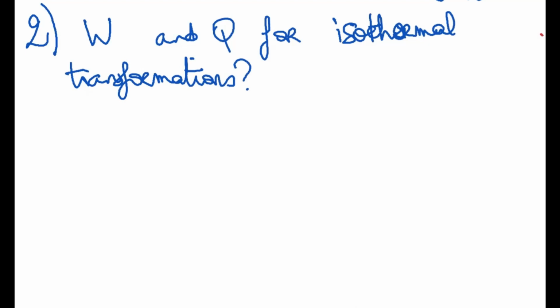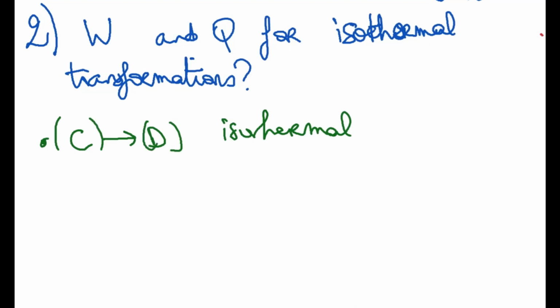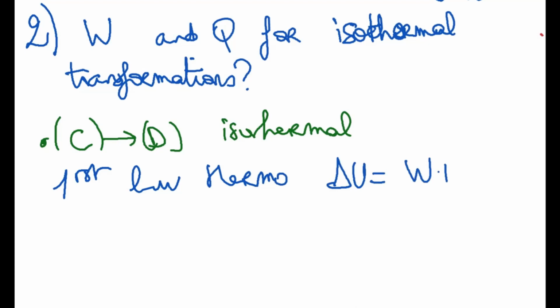So let's start with the CD transformation. Isothermal. So first of all, we are going to use the first law of thermodynamics, that says delta U is equal to W plus Q, the heat. But something interesting: you can check out the video about the isothermal case if you want. Something that you have to know is that delta U is equal to 0 for isothermal transformations all the time.